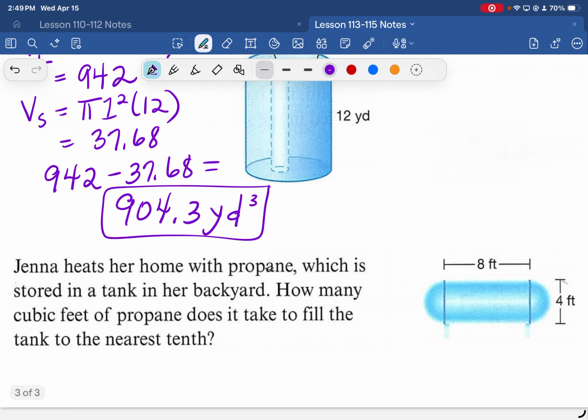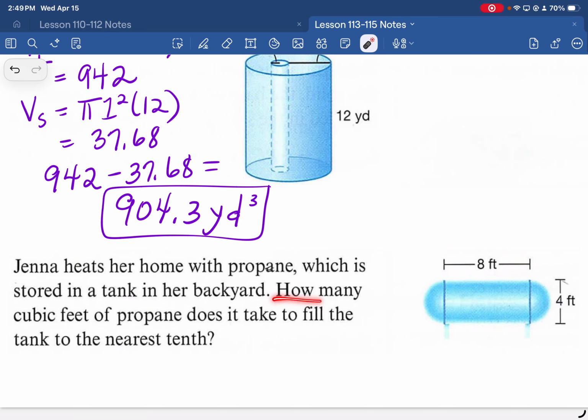Okay, last one. Jenna heats her home with propane, which is stored in a tank in her backyard. How many cubic feet? So that's the code word. They didn't say surface area and they didn't say volume, but what should you gather from that language of cubic feet? Volume. How many cubic feet of propane does it take to fill the tank to the nearest tenth? So they want you to find the volume of this tank.